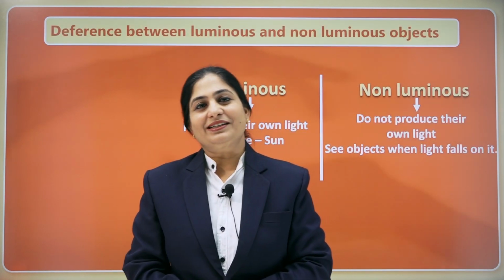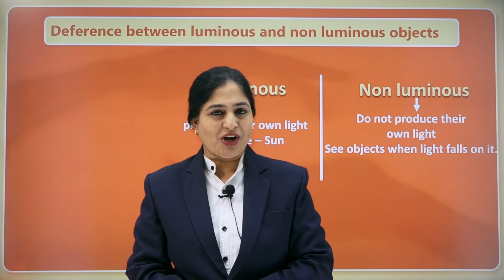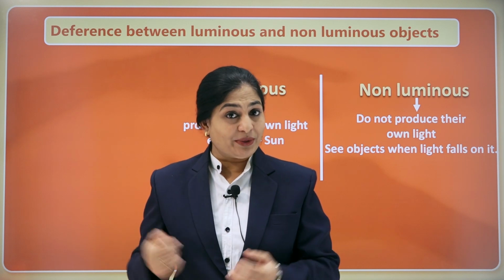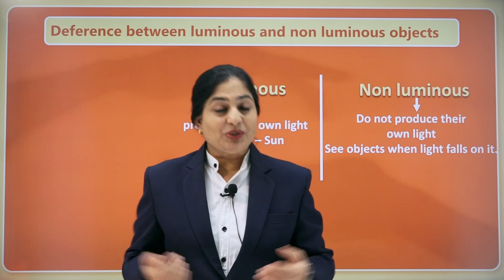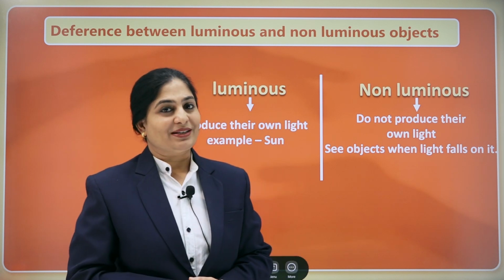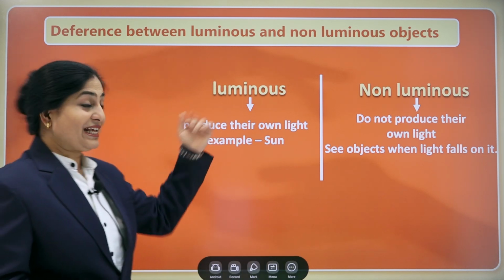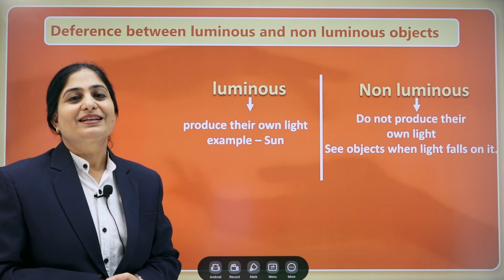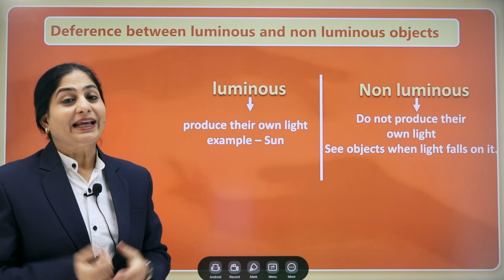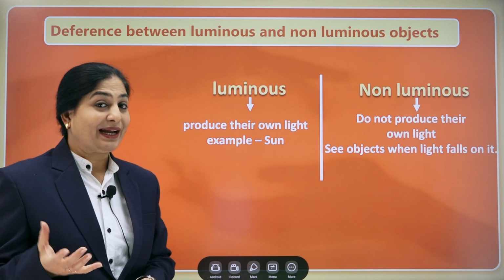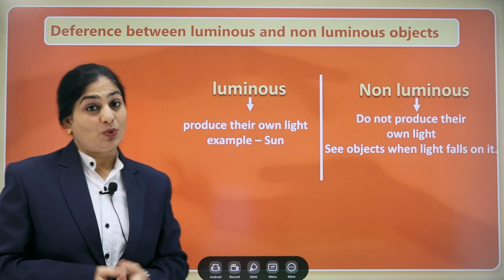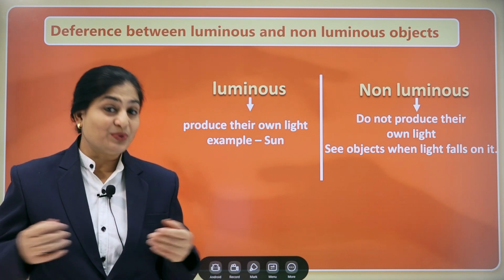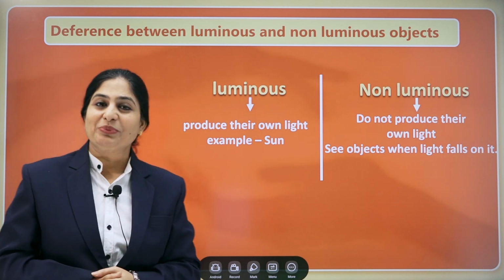Let us see another topic, that is types of objects. On what basis have we classified them? We have classified them by whether they produce their own light or not. So we have two types of objects, luminous and non-luminous. Luminous objects are the objects that produce their own light, like the sun. The sun is a natural source of light. Candle, laser, bulb, tube light, all these are luminous objects. Why? Because they are good sources of light and they emit light, they produce light. Such objects are known as luminous objects.